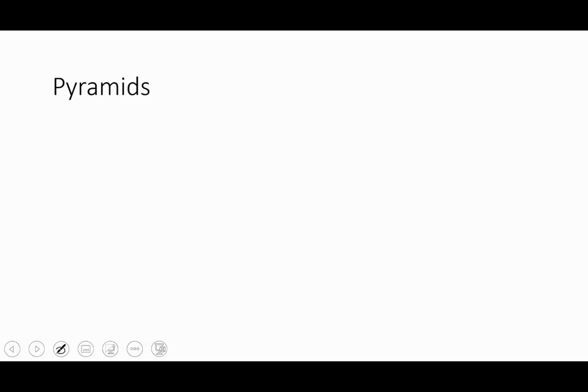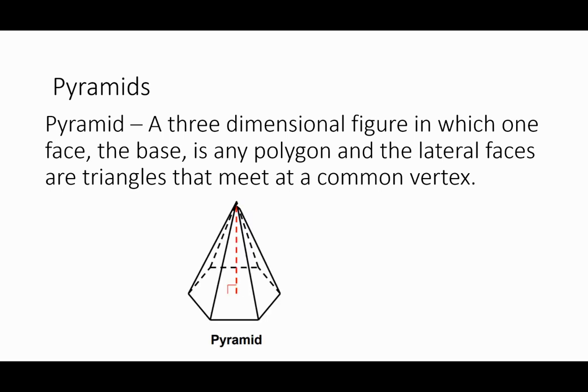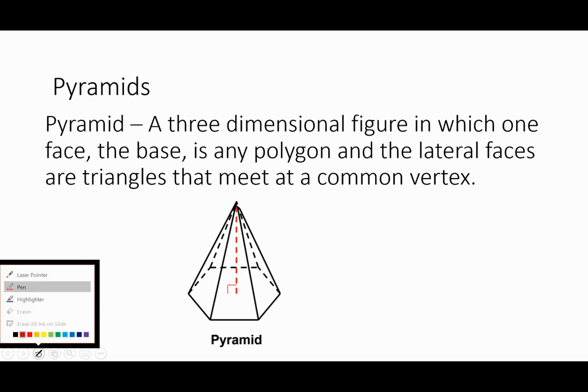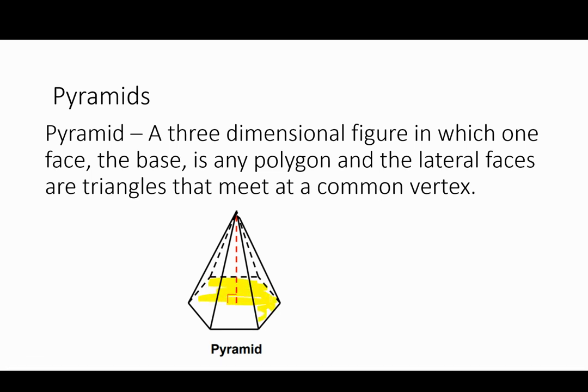All right, a pyramid. A pyramid is a three-dimensional figure in which one face, the base, is a polygon, and the lateral faces are triangles that meet at a common vertex. So what does that all mean? Let's give an example. Here's our picture. We have a base on the bottom. It is a polygon. What kind of polygon? This one happens to be a hexagon. And from the looks of it, it looks like it is a regular hexagon, which means that all the side lengths are the same.